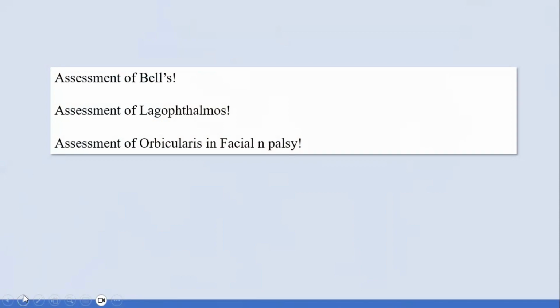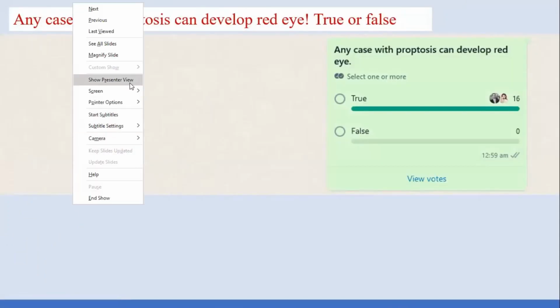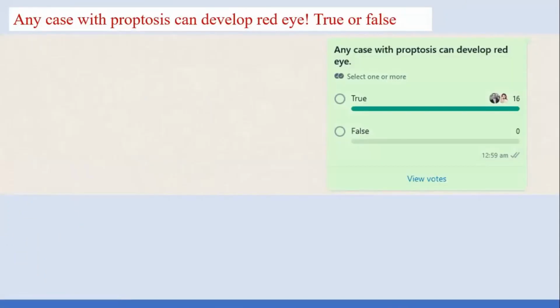By the way, assessing for lagophthalmos and Bell's can be done not only for facial nerve evaluation, but for other things, like here in proptosis. So in a case of proptosis, we have to assess for Bell's and for lagophthalmos. Again, in proptosis evaluation, we have to assess both. I posted this question: any case with proptosis can develop red eye, true or false? And I got the right answer. Any case with proptosis can develop red eye because of exposure keratopathy.